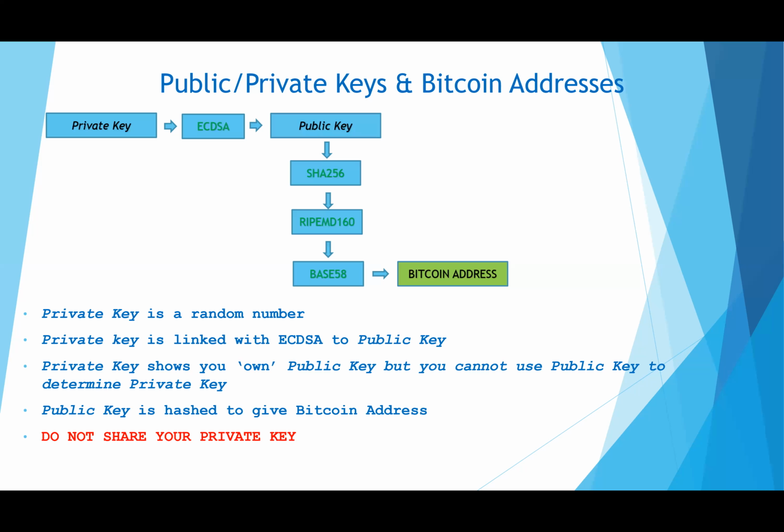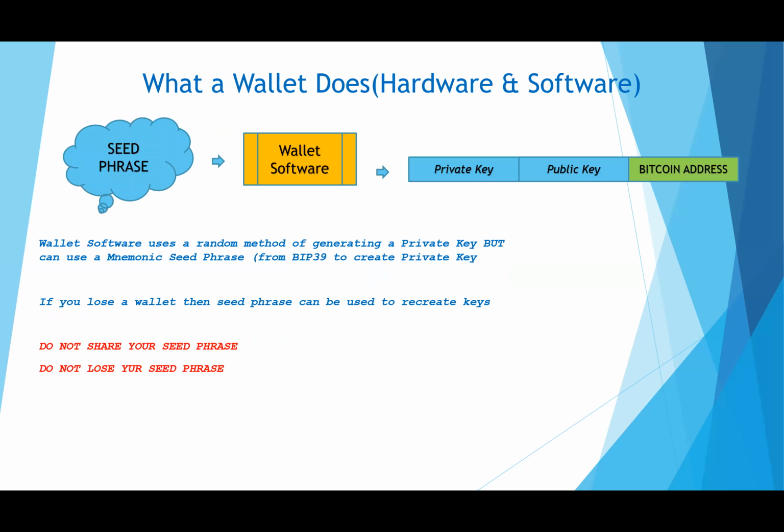Because if they have that, they can access your wallet. So the next thing, what a wallet actually does is quite often you'll use what's called a seed phrase, which the wallet software uses to generate a private key and public key, and from that, a Bitcoin address. So the really powerful thing about this is that you've now got your wallet, which might be hardware or software, which you use to effectively manage all of your keys and your addresses.